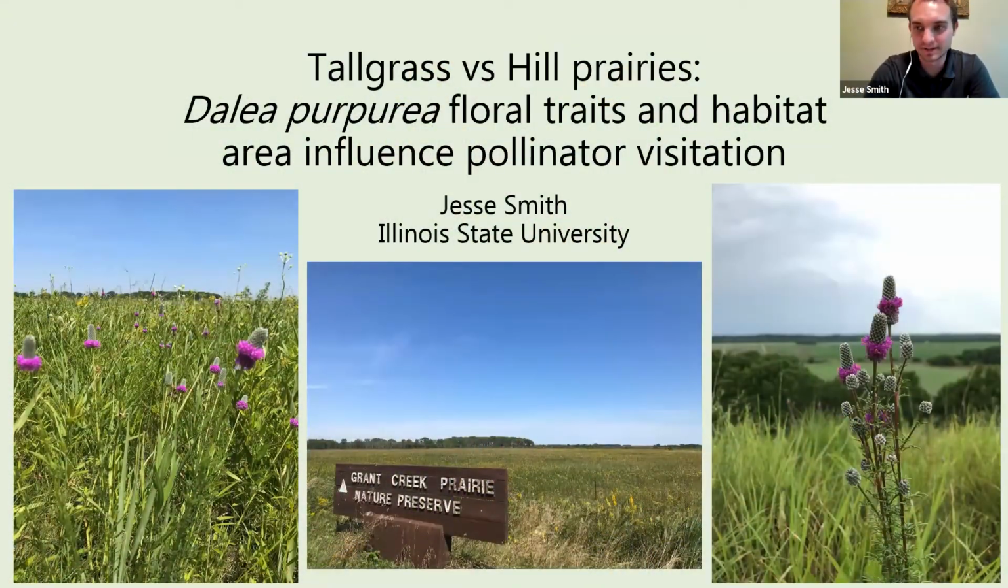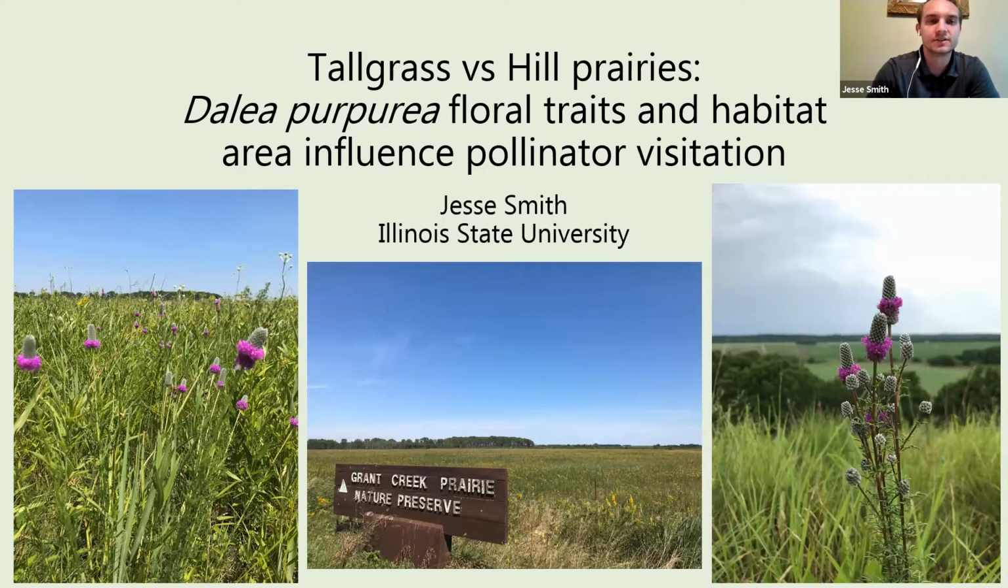So I'm going to talk to you a little bit about my research for this, which was, I believe, the 2019 season. Very generally, I went around to a whole bunch of tall grass and hill prairies, and I looked at Dalea purpurea, so purple prairie clover. I looked at various floral traits. I looked at habitat area, and I looked at how these things can work in tandem to possibly impact pollinators.